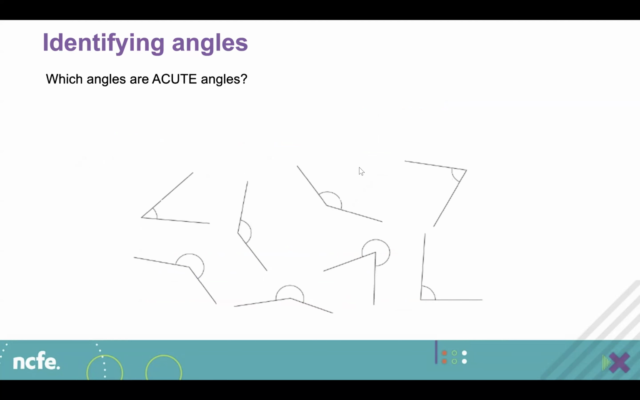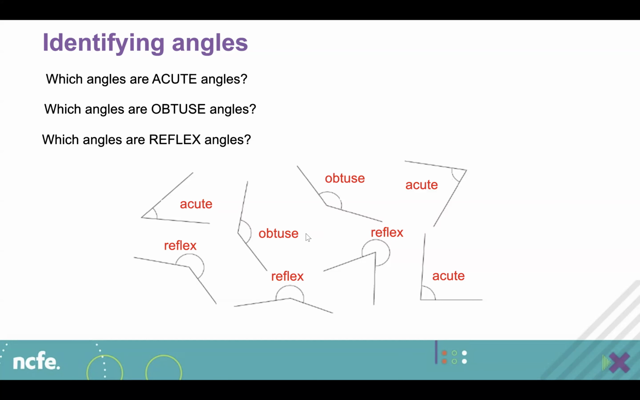When identifying angles, which are acute angles, again, we said that these are less than 90 degrees. So this is one, and this is one, as these are acute and less than 90 degrees. So what is an obtuse angle? Greater than 90 but less than 180. So this is one, and that's it, as they're lower than 180 but greater than 90. And what is a reflex angle? The remaining, so these are greater than 180 but less than 360.